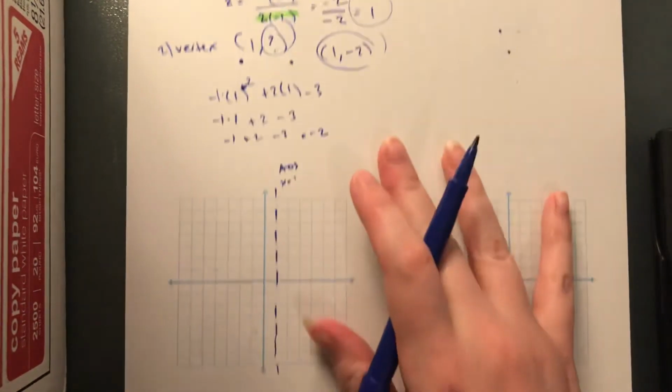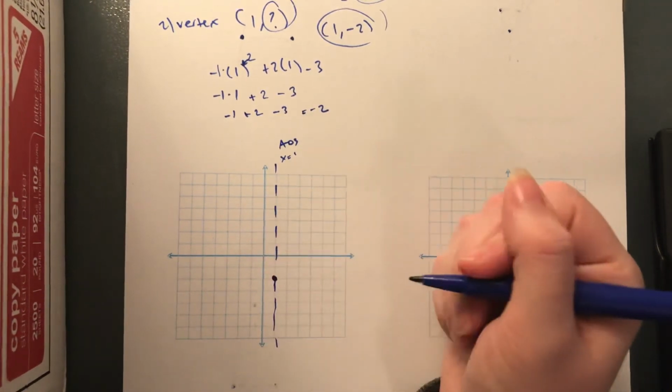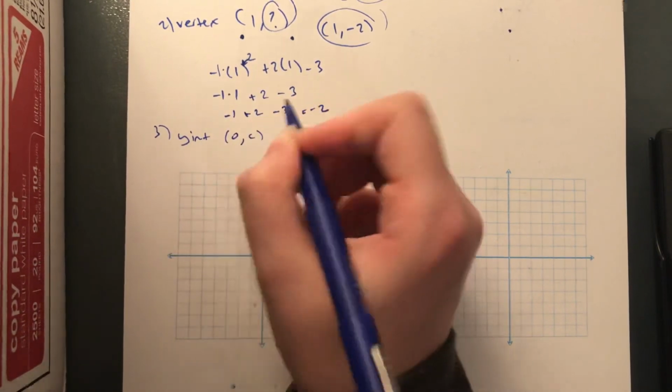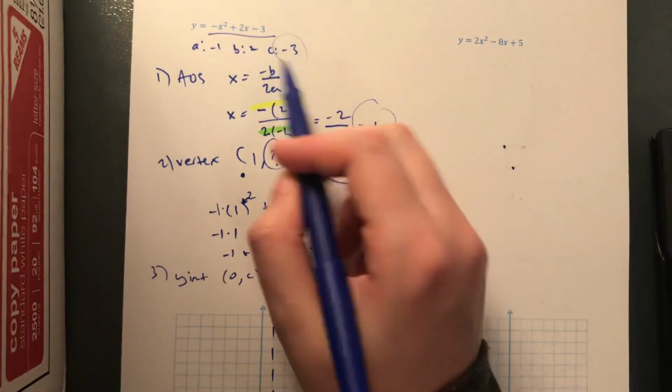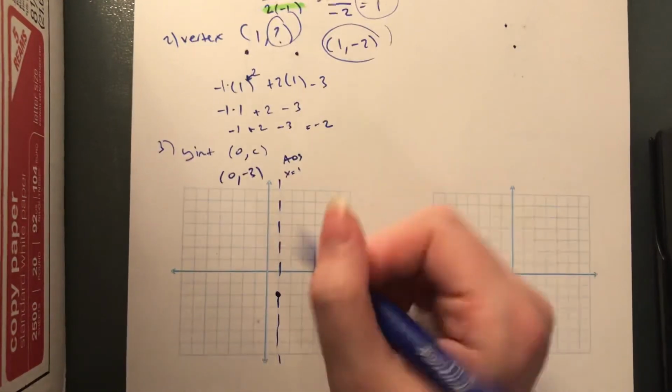So I'm going to go plot that. 1, negative 2. There's my vertex. And then step 3 is your y-intercept, which remember it's a 0, comma the c value. My c value is negative 3. So it lives at 0, negative 3.